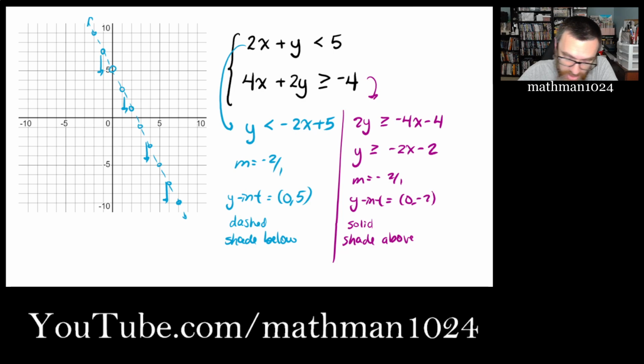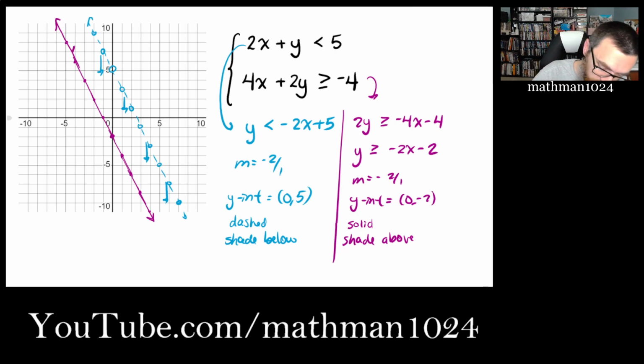Y-intercept is 0, negative 2. Slope is negative 2 over 1. All right. Let's see what we have here. A nice solid line. And this says y is greater than or equal to. So we would shade above for this.